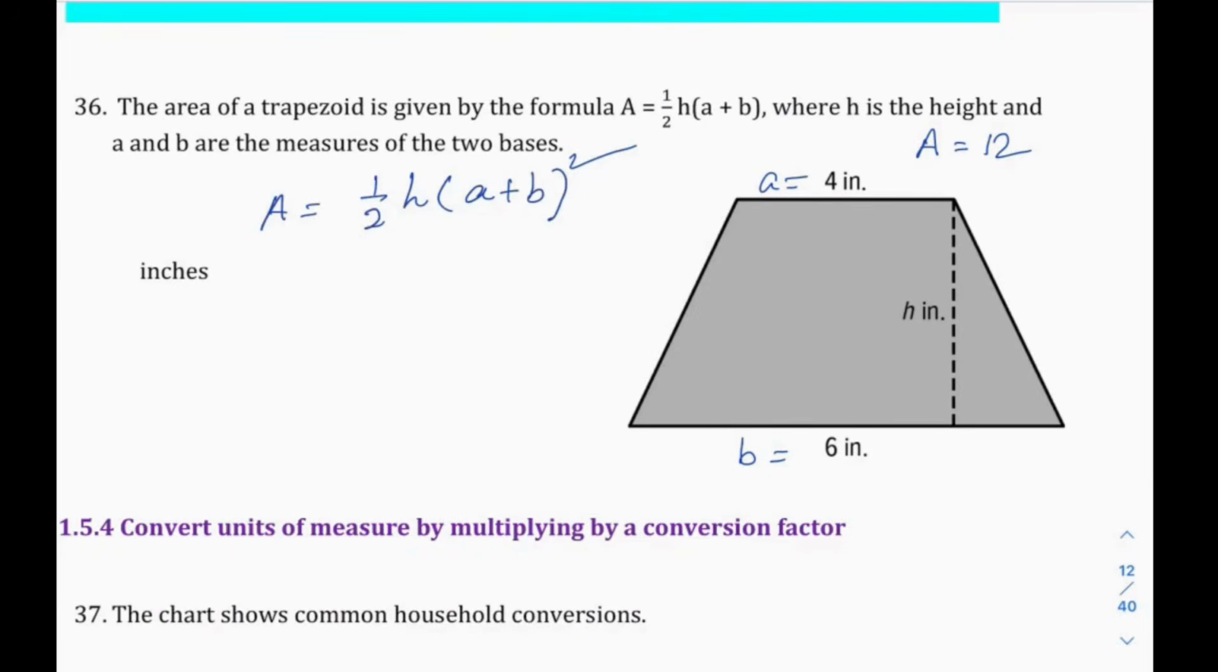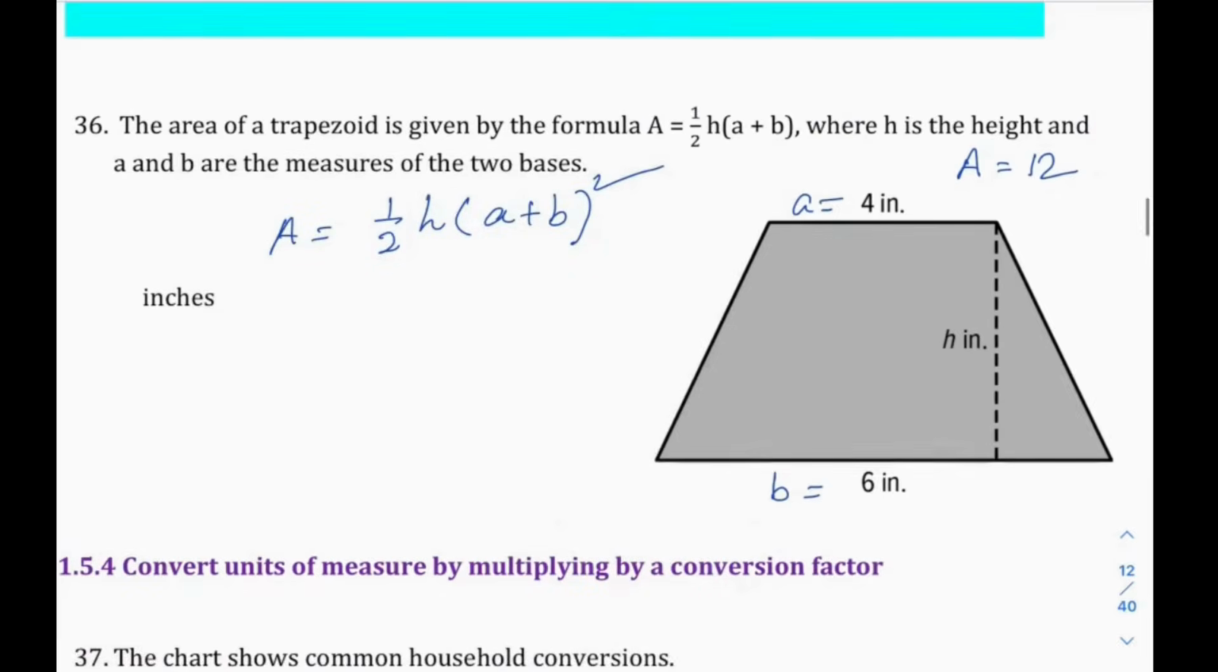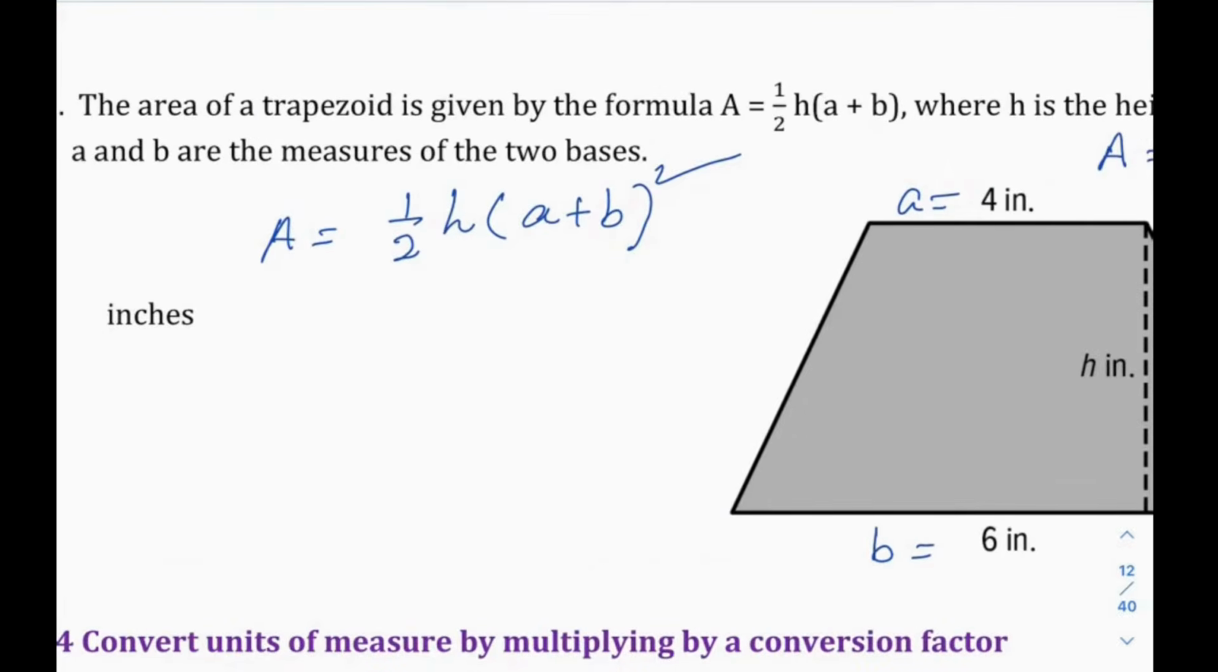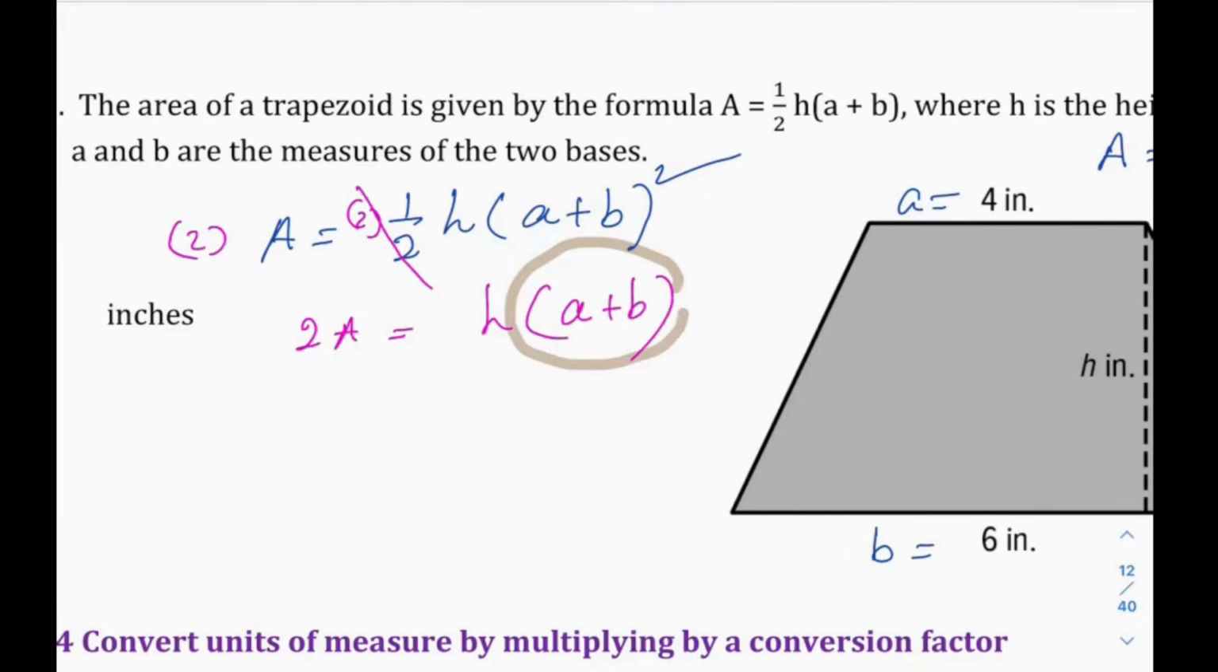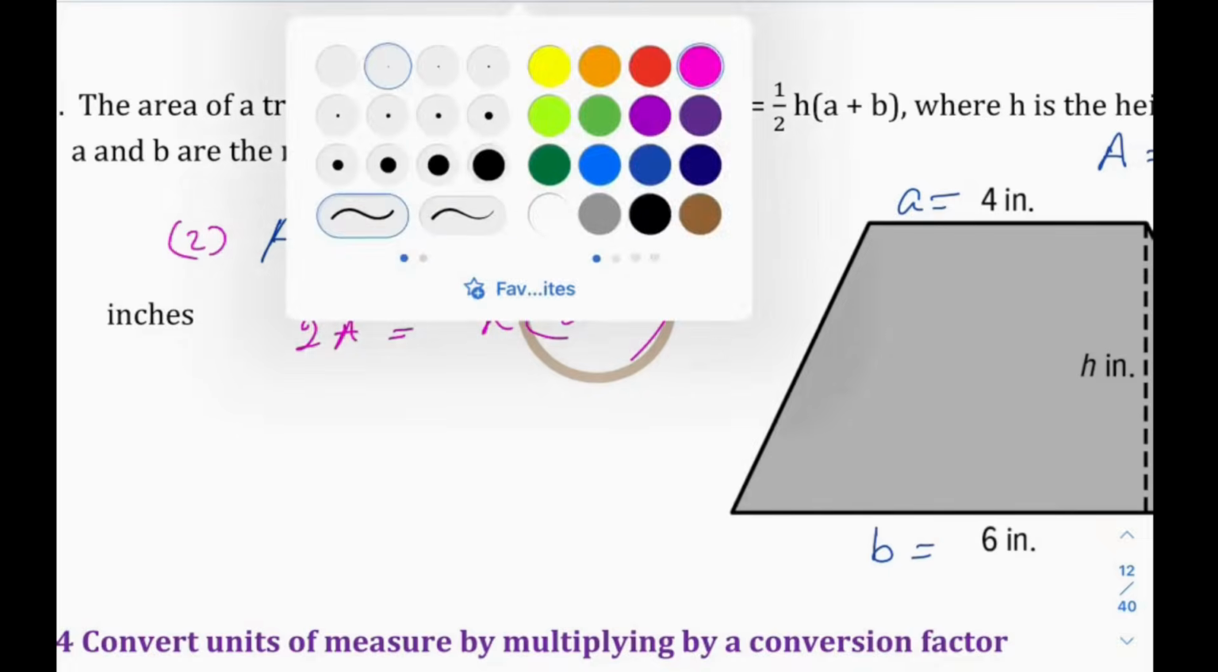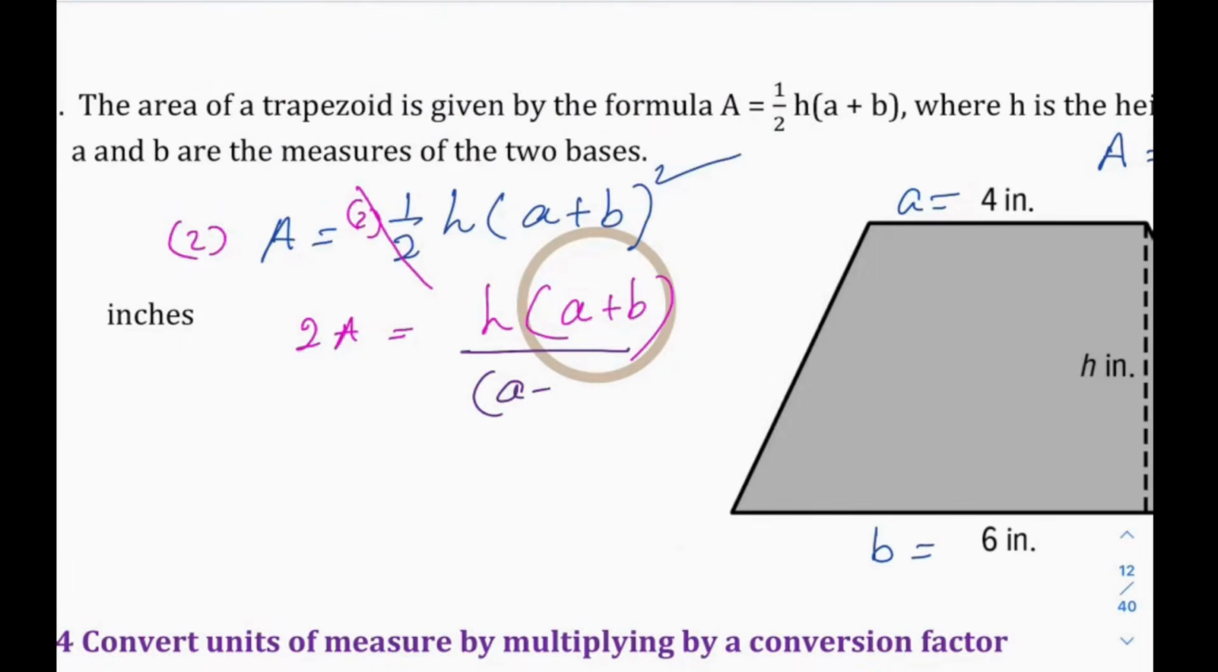We can replace directly, by the way, or if he is asking you to solve for H before replacing, we can do that as well. You can multiply here by 2 and here by 2 so that you cancel this. So now we have 2A is equal to H(A plus B). Now, since you don't want this and it's multiplied by H, you can simply divide both sides by this expression.